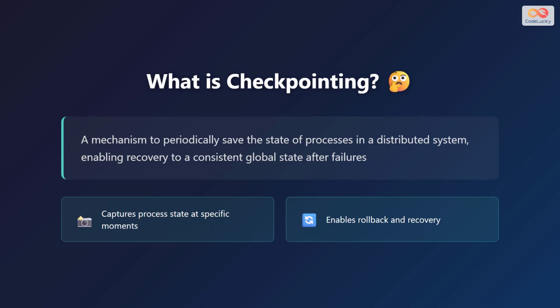Checkpointing is the process of saving the state of a system at a specific point in time. Think of it like creating a snapshot of your entire application. In distributed systems, checkpointing involves saving the state of all processes, their memory, and communication channels. When a failure occurs, the system can restart from the most recent checkpoint instead of starting from scratch. This dramatically reduces recovery time and data loss.